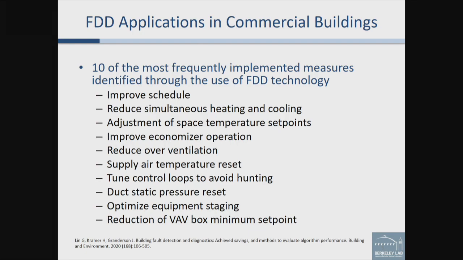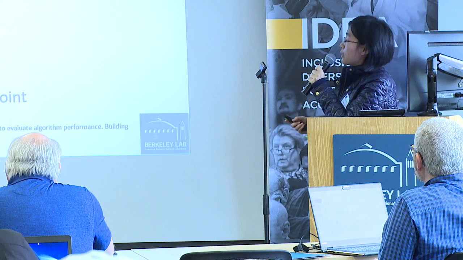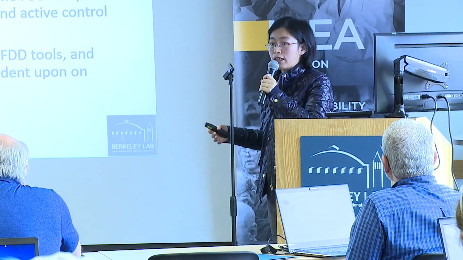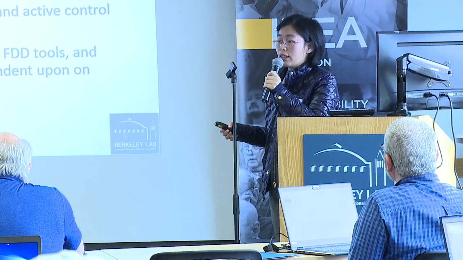And we also see this reduced simultaneous heating and cooling, that this can be realized by fixing the leaking valve, and also the improvements of other control set points, economizer, reset, and also improve the control hunting. So we are happy to see the increased usage of FDD in the commercial buildings. But at the same time, we do find that there are still opportunities we can advance these technologies.